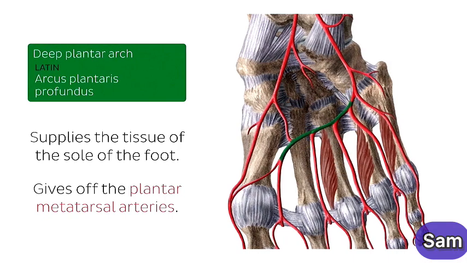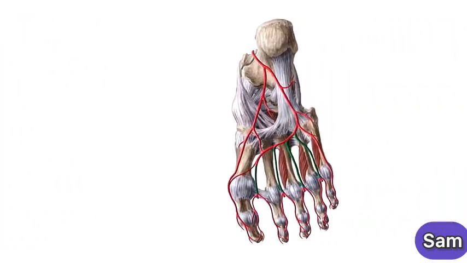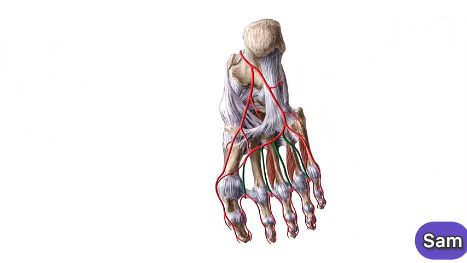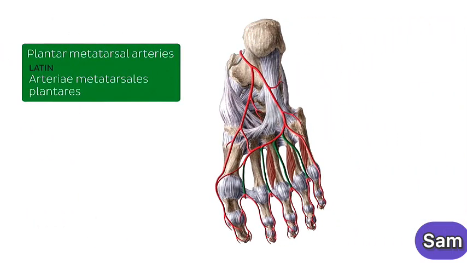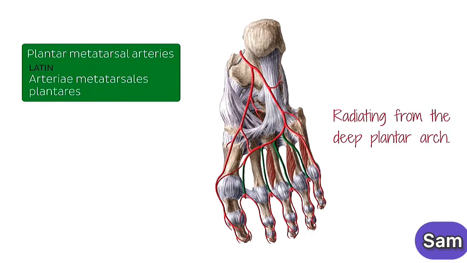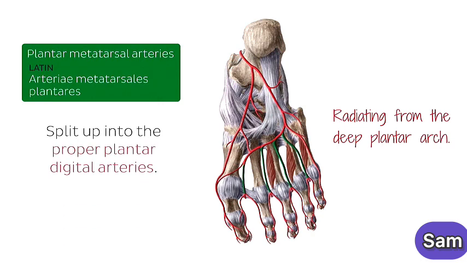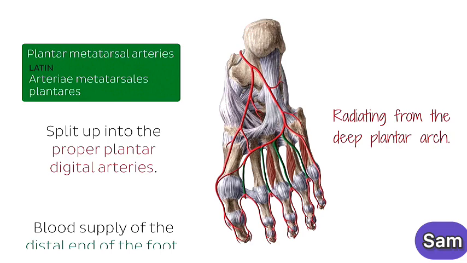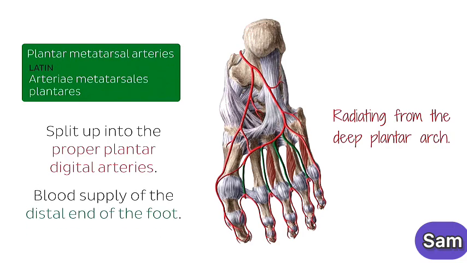And as I just mentioned, the next set that we're going to be highlighting now are the plantar metatarsal arteries. They are radiating from the deep plantar arch, and just like the dorsal metatarsal arteries, they each split up into arteries known as the proper plantar digital arteries. And these will then be used for blood supply of the distal end of the foot.